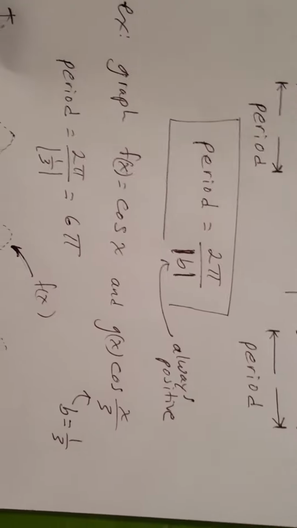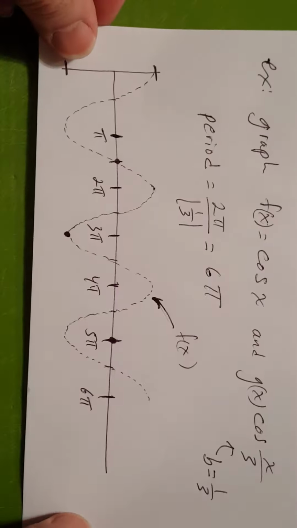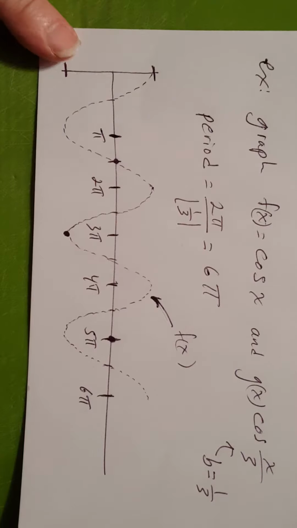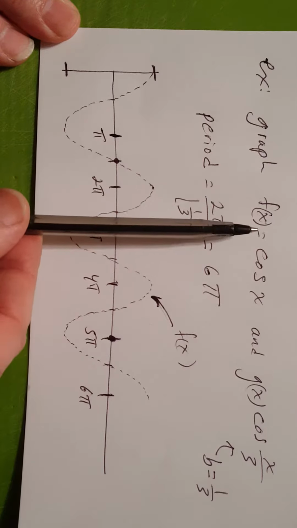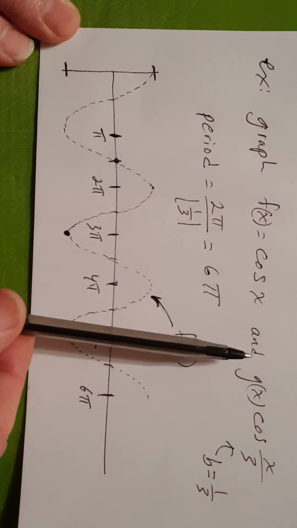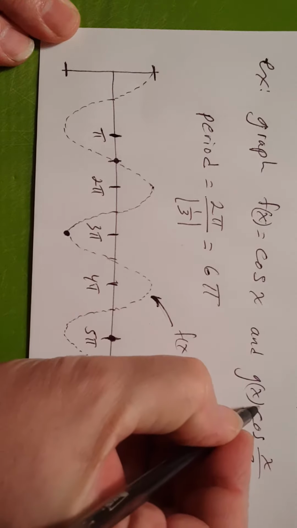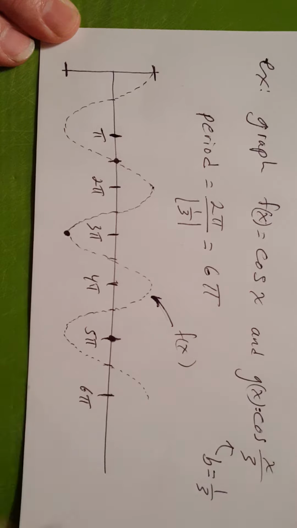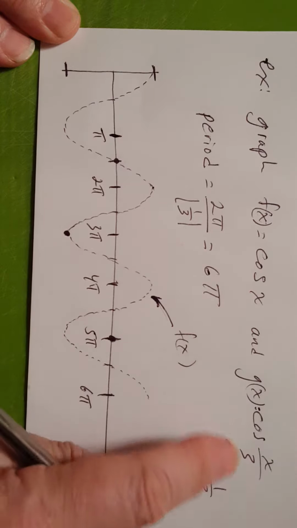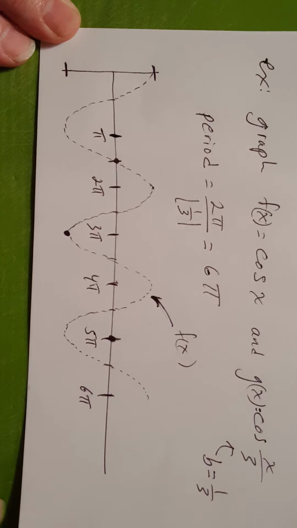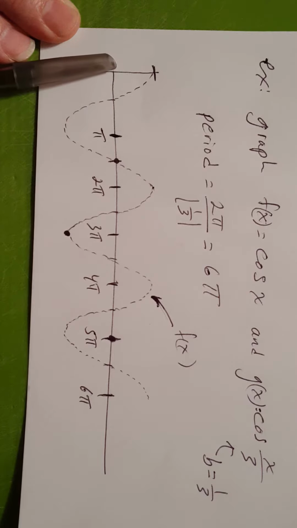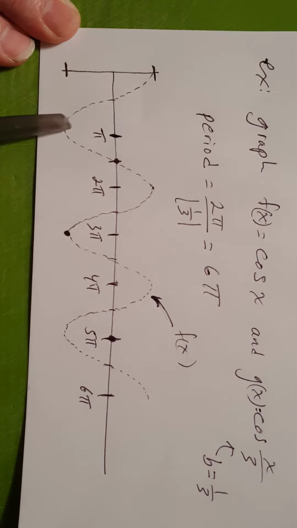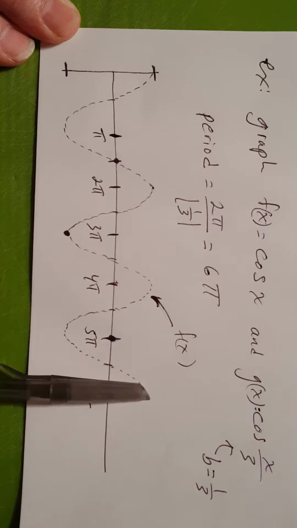Okay, so here's an example. The example says graph f of x equals cosine x, and then graph g of x equals cosine x over 3. Notice cosine of x is easy. That's just the parent graph. That's going to start here, go down under pi, up on top of 2 pi. That's one, and then another one, and then another one.